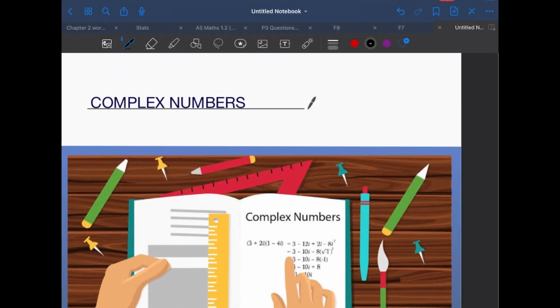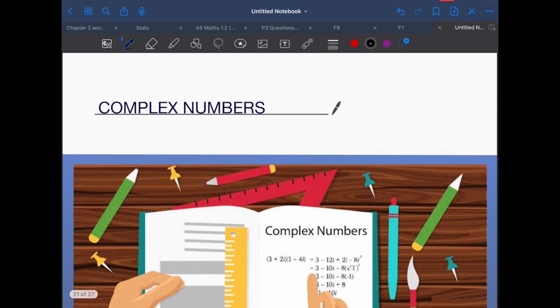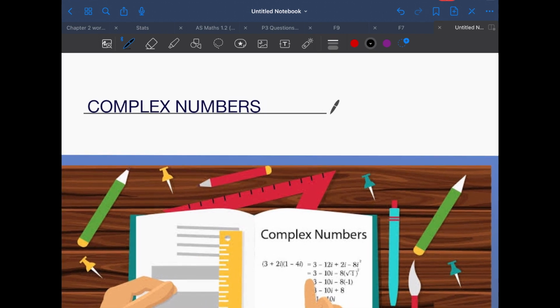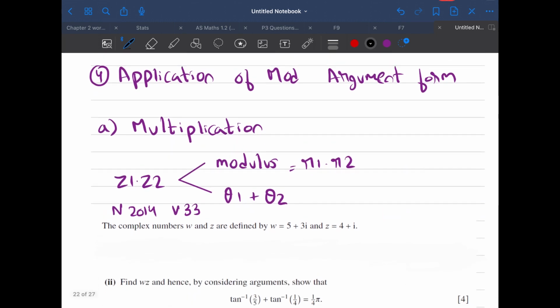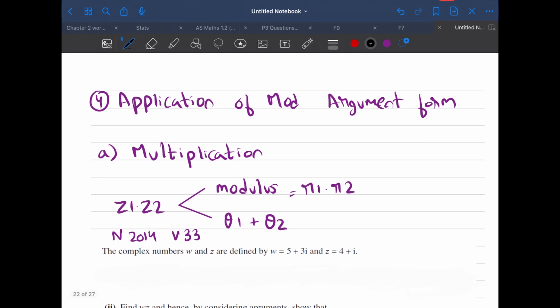Let's begin with lesson 4 of complex numbers, with the application of complex numbers. There are 3 applications. The first one is multiplication. What do I mean by multiplication?